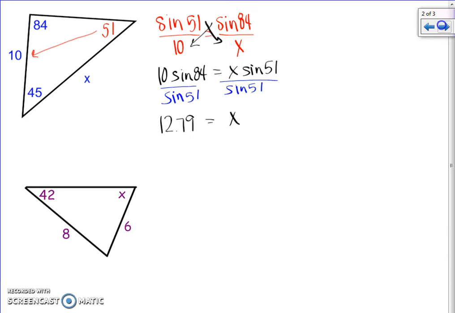Okay. Now this one's a little bit different. Why? What's different about this one? We have x in the angle. Okay, so I'll show you how this one's just a little bit different. The setup is still the same though. So we start with what?